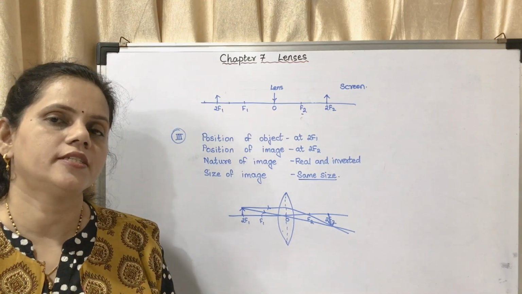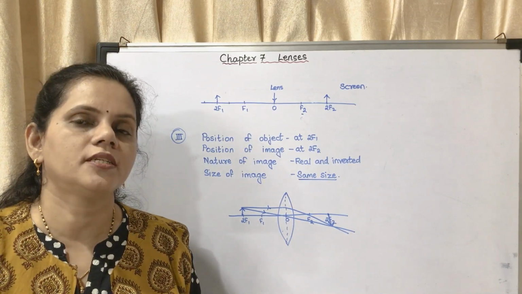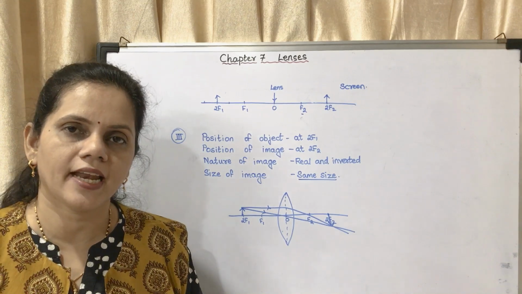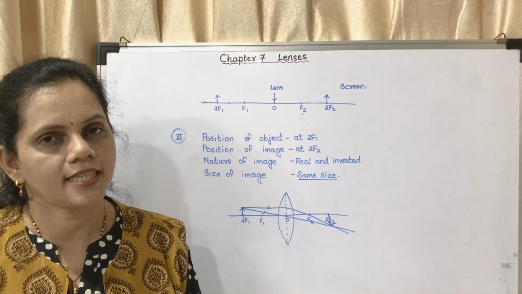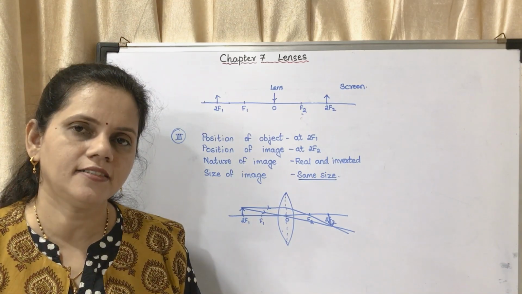So here, what is the position of the object? The position of the object is at 2F1. What is the position of the image? At 2F2. What is the nature of the image? Real and inverted. And what is the size of the image? It is of the same size. Now we will see the next one.